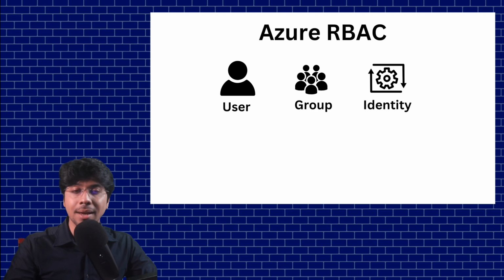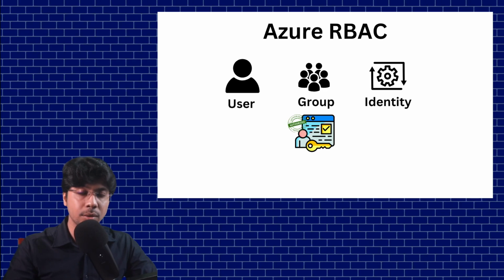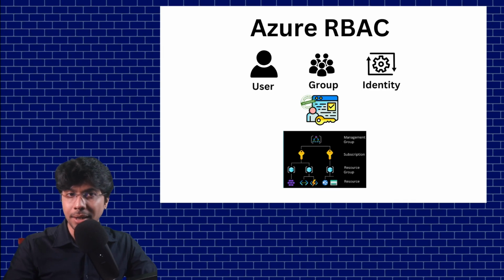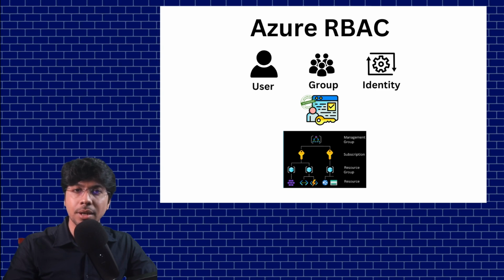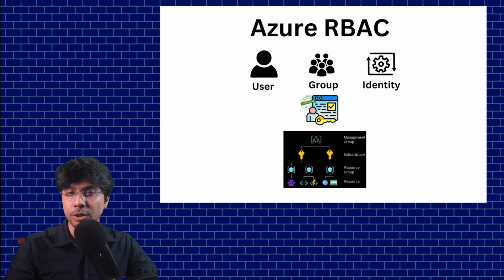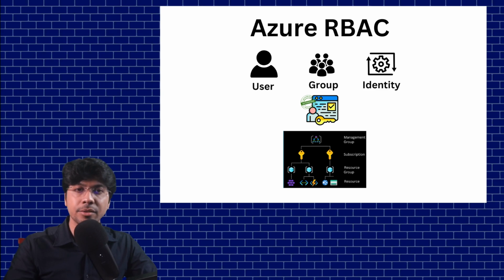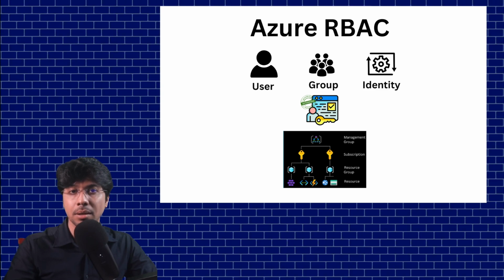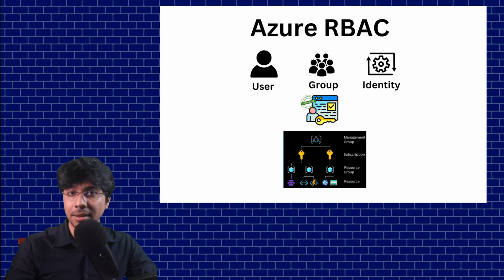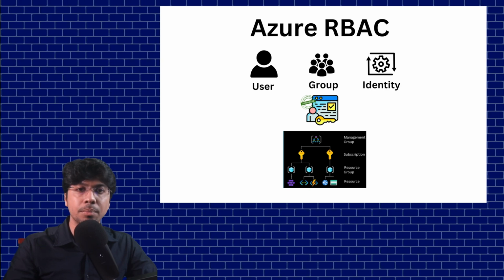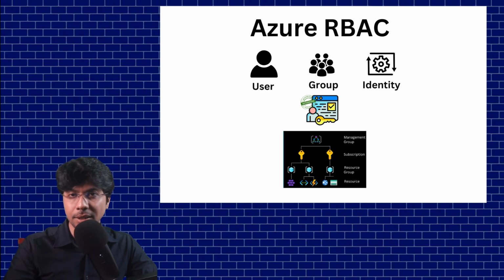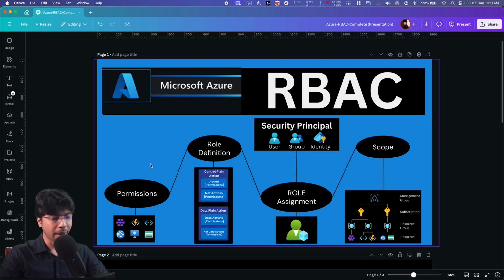With Azure RBAC, we define who can access the resource, what they can do with them, and at what level. For example, an engineer might have permission to restart a virtual machine but not to delete a virtual machine. A data scientist could analyze data but cannot alter the infrastructure settings. It's all about the principle of least privilege. Let's get into the Azure RBAC.